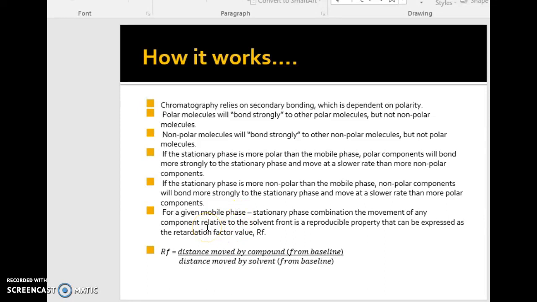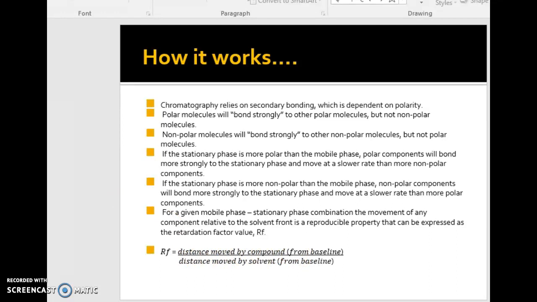For a given mobile phase and stationary phase combination, the movement of any component relative to the solvent front, as in the case with the water, or where we looked at some hexane or isopropanol, is a reproducible property that can be expressed as a retardation factor, RF, for that particular component, which is what I want you to look at today. And the equation down here is basically the distance moved by the component.